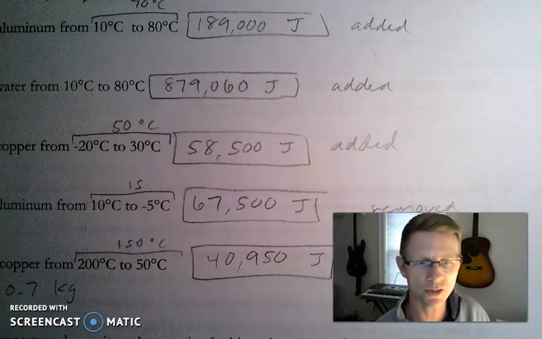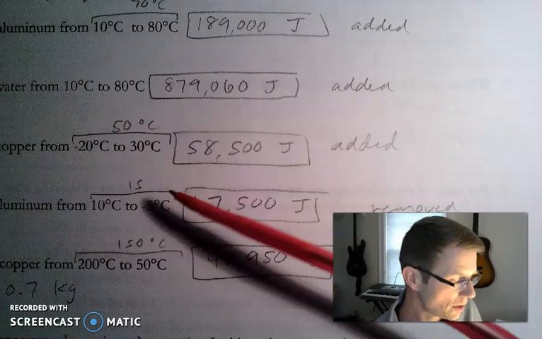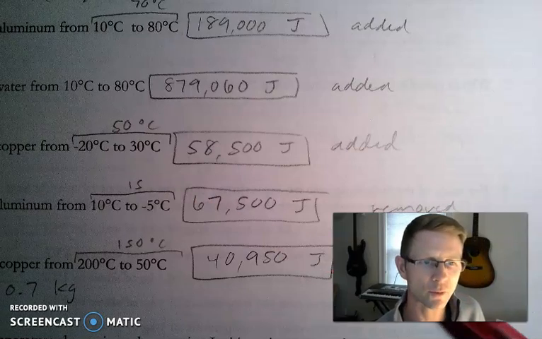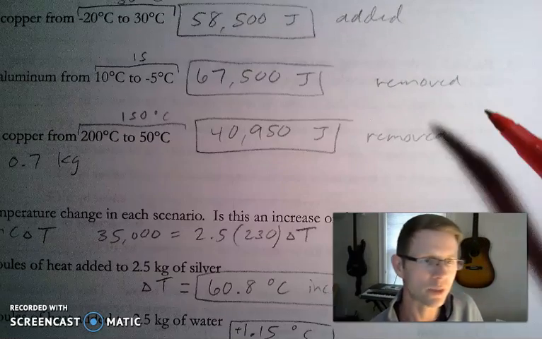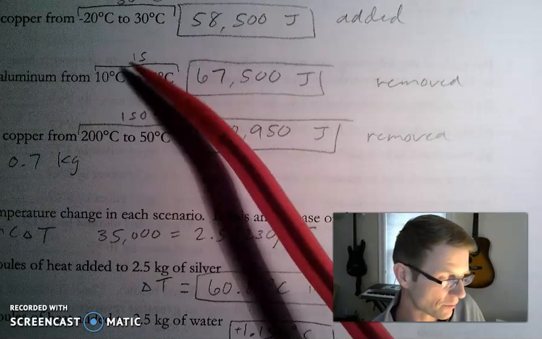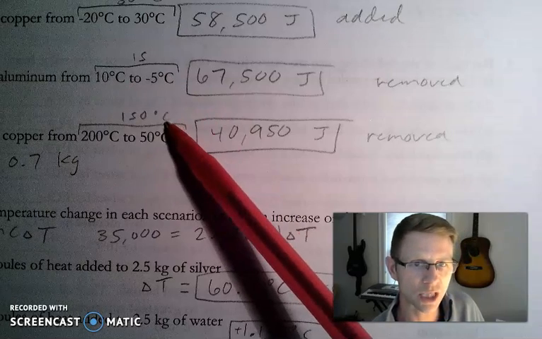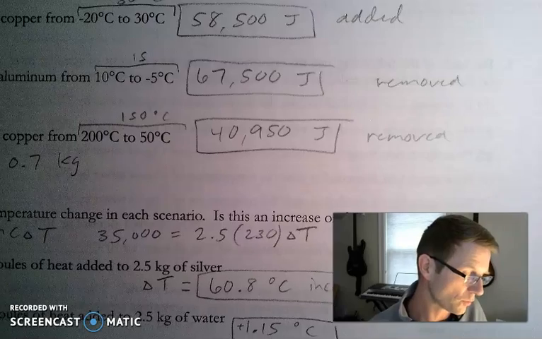Here are the rest of the answers, doing exactly the same strategy. Here are those answers. Pause the video. Notice I also wrote the temperature changes in here. Notice that in E and F heat is removed because the temperature went down from 10 to -5. Notice that's a 15 degree temperature change. Notice that's a 150 degree temperature change from 200 down to 50.